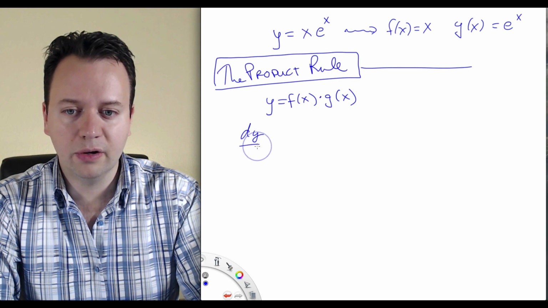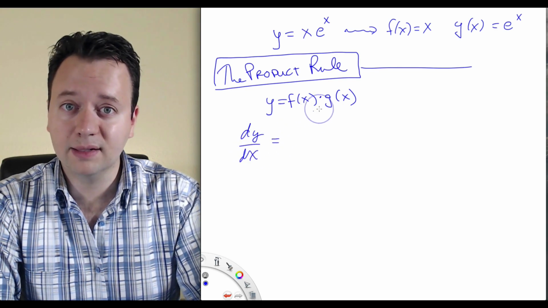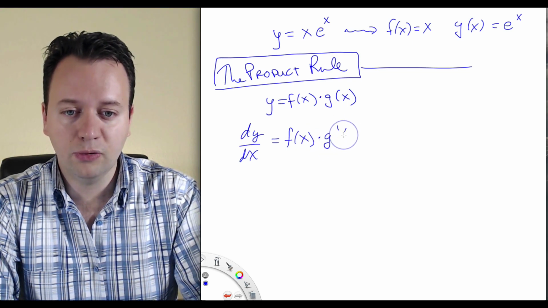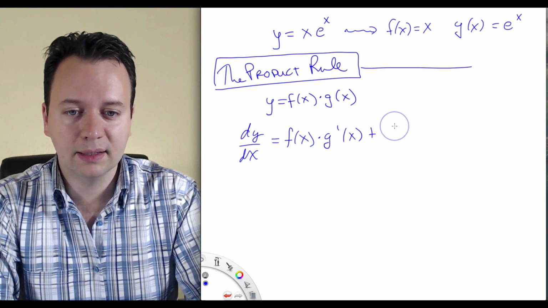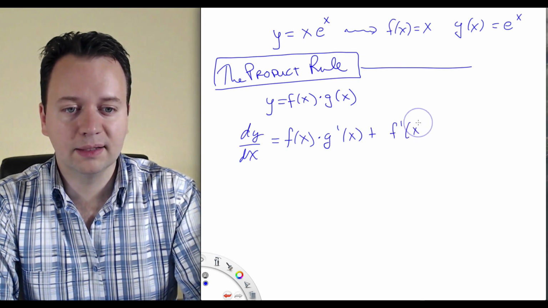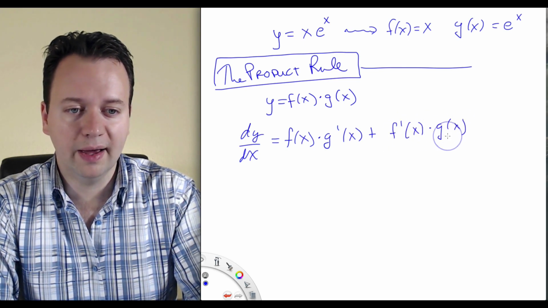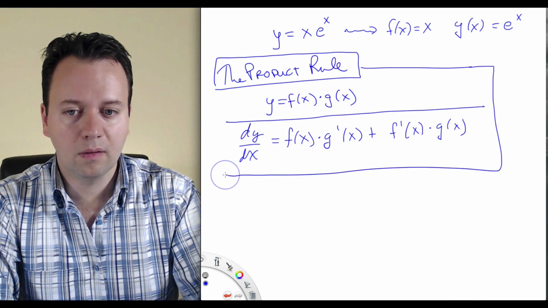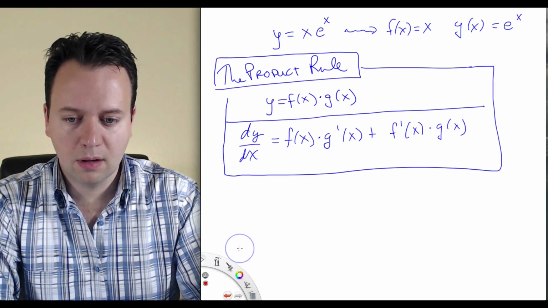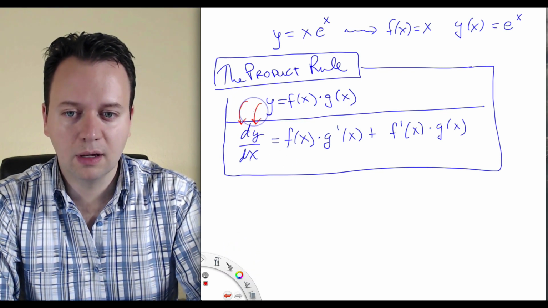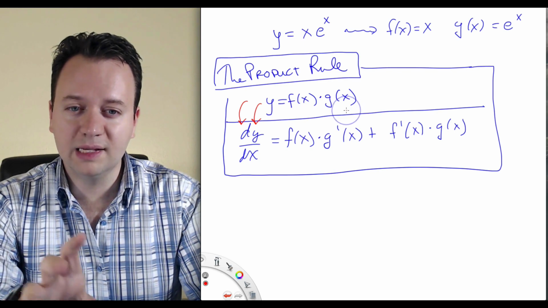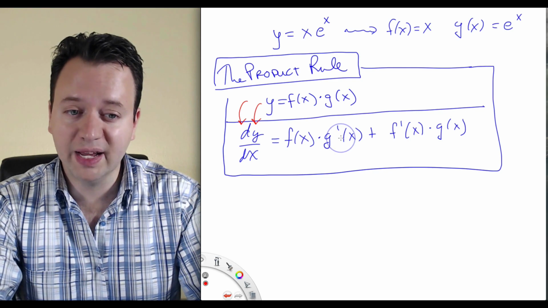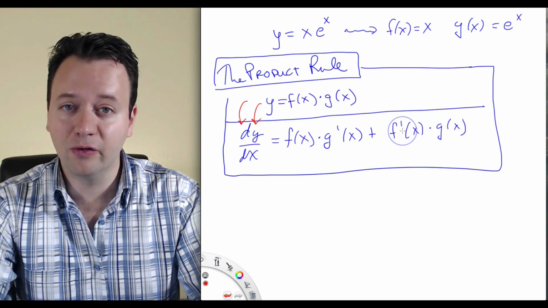So the product rule says the following. It says that the derivative of f of x times g of x is just f of x times g prime of x, and then plus f prime of x times g of x. So basically when you have a product of two functions, a first function and a second function, the derivative is just the first times the derivative of the second, and then plus the second times the derivative of the first.